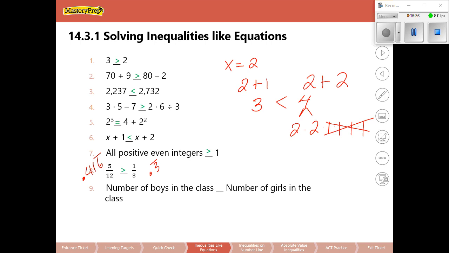And last but not least, the number of boys in the class compared to the number of girls. There are definitely more girls in the classroom than there are boys. We got what, 3, 6, 9, 10, 11, 12. 4 boys, even if I include myself, that's still 5. It is definitely less than.